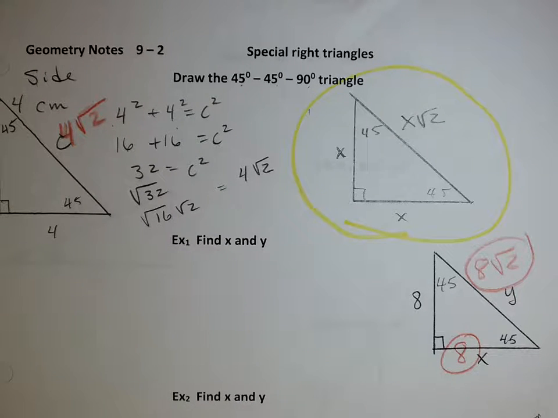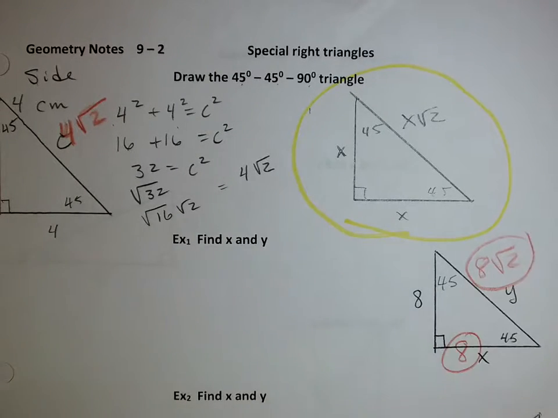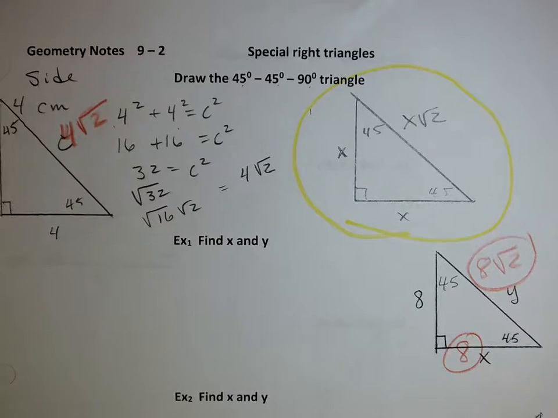Super easy. Faster than the Pythagorean Theorem, isn't it? It's just 8 square roots of 2. If you did the Pythagorean Theorem, that's exactly what you'd get, but this is much faster. But it only works on a 45, 45, 90 triangle, okay? Only works.